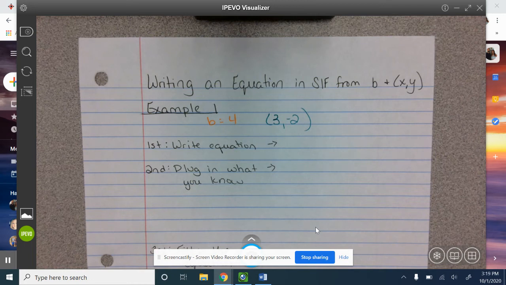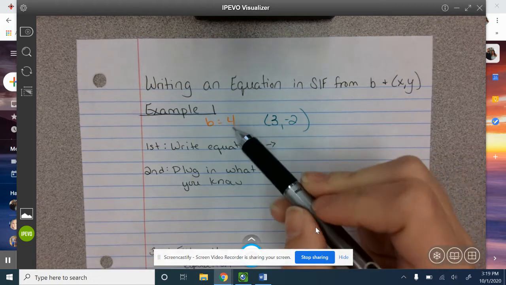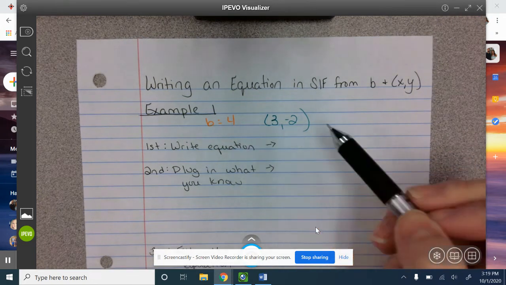Today our focus is going to be on writing an equation when we're given b, which is the y-intercept, and a point on the line. So I have it written out step by step for us at first. So our b is 4 and our point is (3, -2).